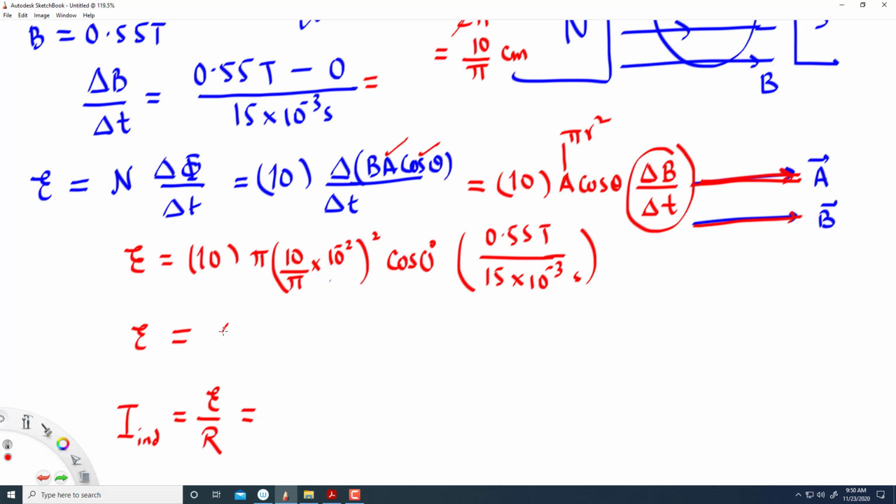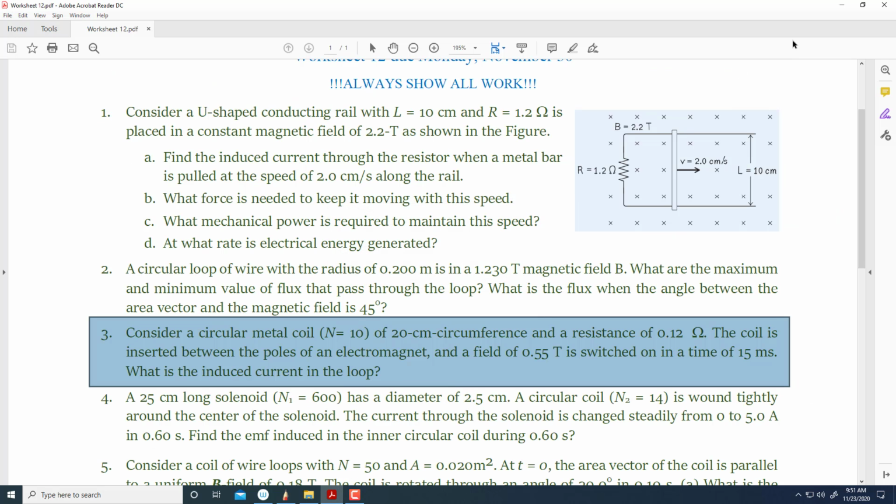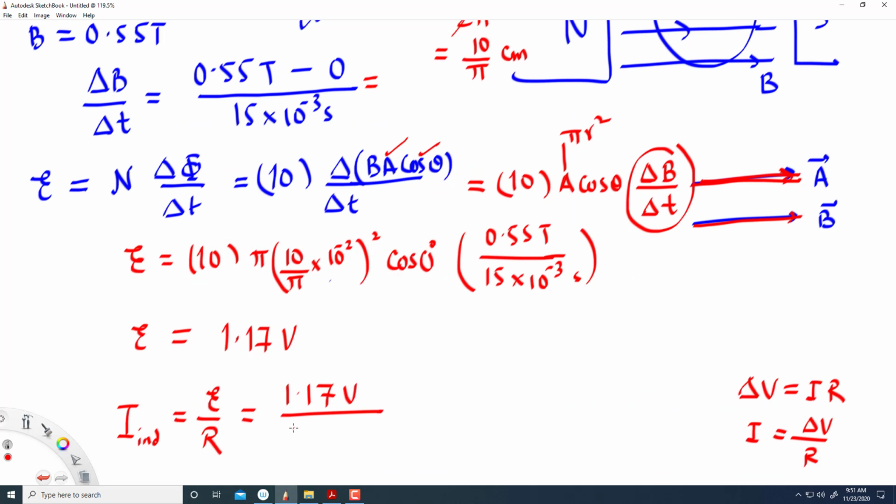Oh, okay, 1.17. Sorry. So that's the EMF, and then we want to find the induced current. Ohm's law tells us delta V is IR, and I is delta V over R, and delta V is the EMF. So EMF over R gives the induced current. So 1.17 over the resistance of the loop, 1.12 ohms, and that will give us the induced current. That's what number 3 is.